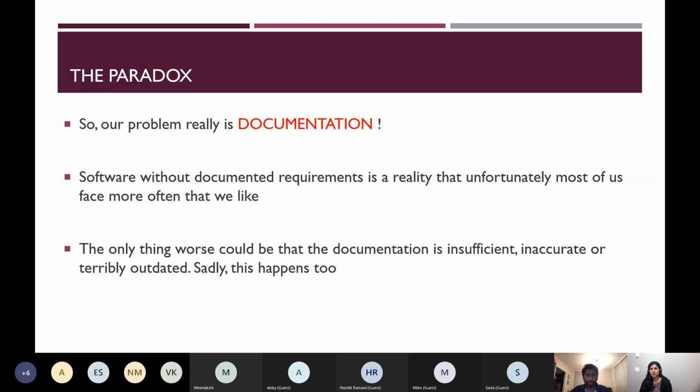And software without documented requirements is a reality. As I mentioned, we often find ourselves in that situation, especially as testers. We get expectations like "same as before, should work as usual," and that's very, very subjective, and we don't really know what's expected of us in such a situation. The only thing worse is to have documentation that is insufficient, inaccurate, or terribly outdated, which is also a common scenario.